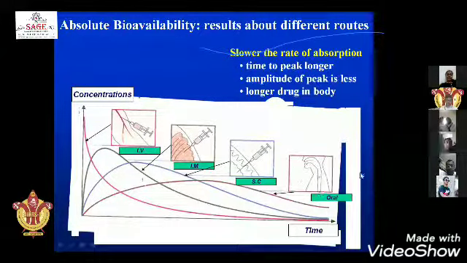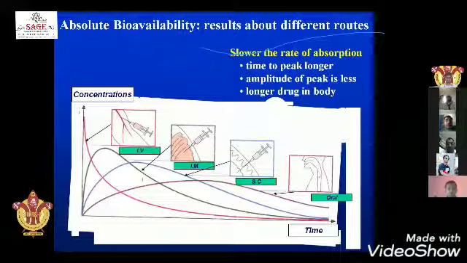In case of oral absorption, if the drug is given through the oral route, it will go into the gastrointestinal lumen, and from there it will dissolve, be absorbed, and reach the blood circulation. So it will take time.